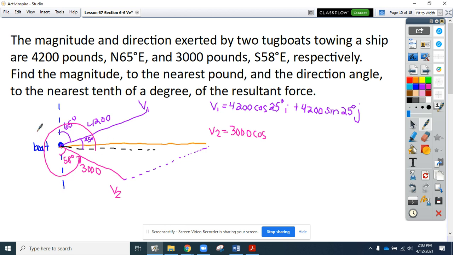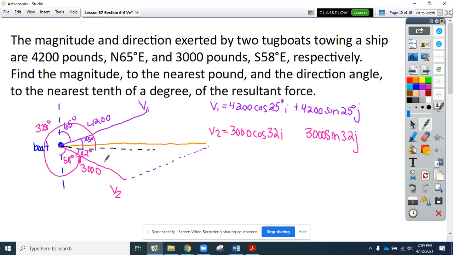I don't love doing that. I feel like it's a little harder. Let me tell you what I do that makes more sense to me. I find the reference angle. So if this is 58, then this is 32 degrees, right? So what I do is use 32 degrees for both components, and then I see what sign I need to adjust.